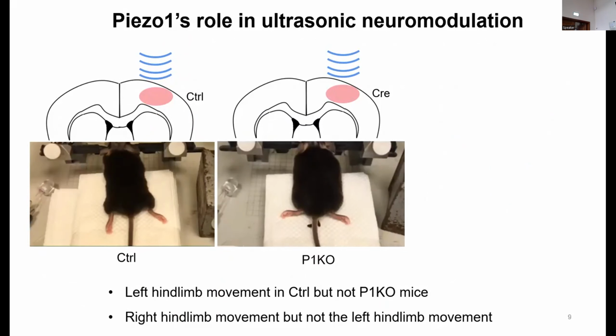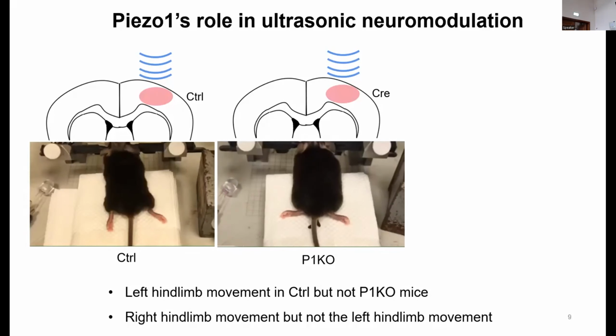We can see that when the ultrasound is on, the light indicates the ultrasound stimuli. When the ultrasound is on, the left limb movement is triggered. But if we express the recombinants in the P1LOXP mouse line, which means that we knock down piezo-1's expression in neurons in this brain area, this phenomenon is significantly reduced. We can see that the light did not trigger the left hind limb movement.